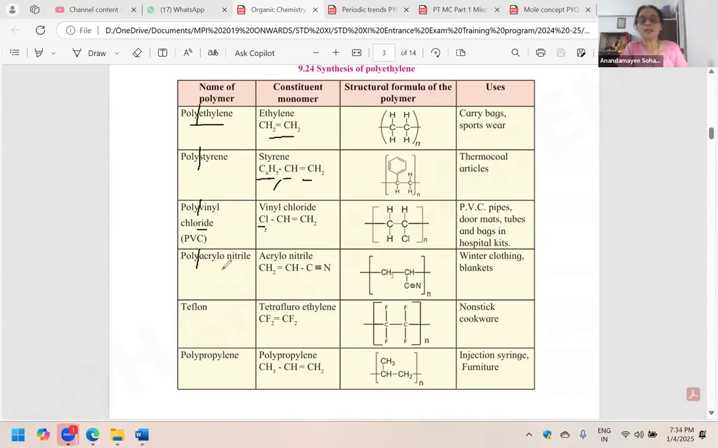Polyacrylonitrile. Now nitrile has come, so C triple bond N is needed. Simply one of the H is replaced by nitrile group. So CH2CH, CH2CH, CH2CH is the most common. Polypropylene, propylene means 3 carbons are needed, so CH3 is attached to CH2CH. So you can remember polystyrene, polyvinyl chloride, polyacrylonitrile, polypropylene in 1 minute.